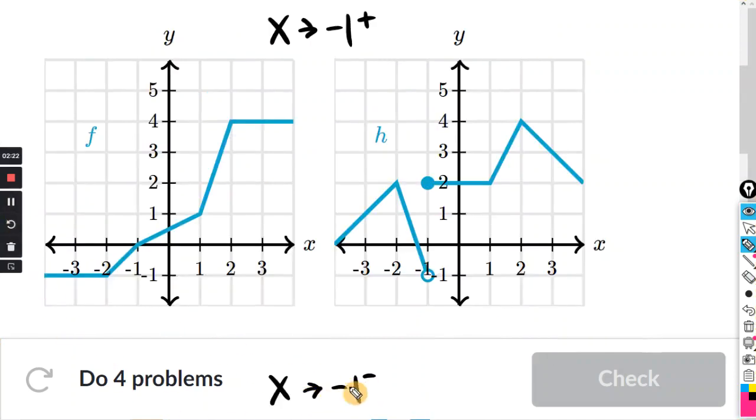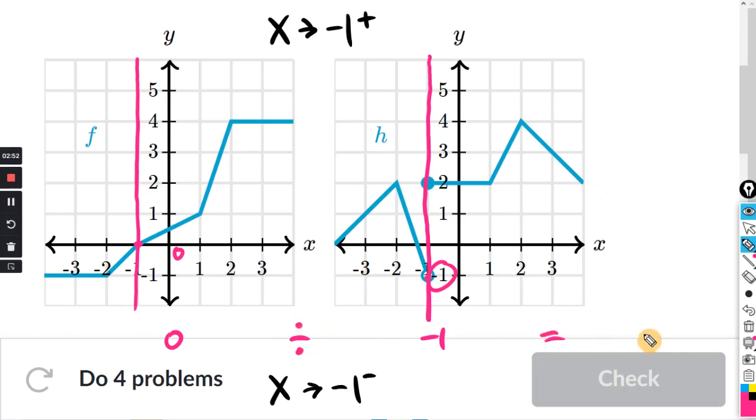Okay, x approaches -1 from the negative side. So we're looking at x equals -1 in both cases. We're approaching from the negative side. So from this side, we end up right here, and it's at y equals 0. From this one, coming from the negative side, we end up right here. That's at -1. 0 divided by -1 is just 0.